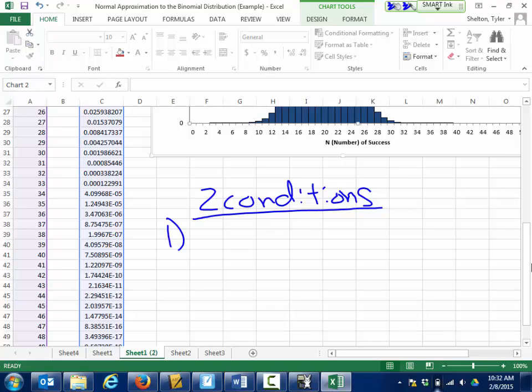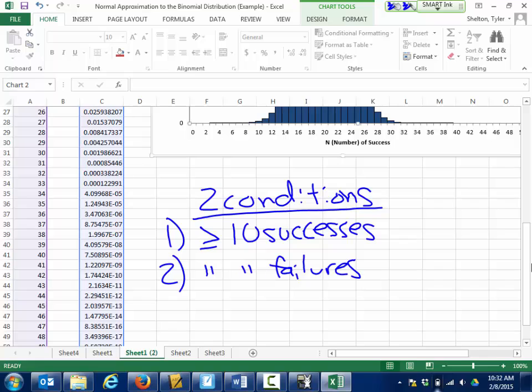Okay. The only two conditions are the following. You need greater than or equal to 10 successes, and you need greater than or equal to 10 failures. Basically, you need a lot of trials to use the binomial model.